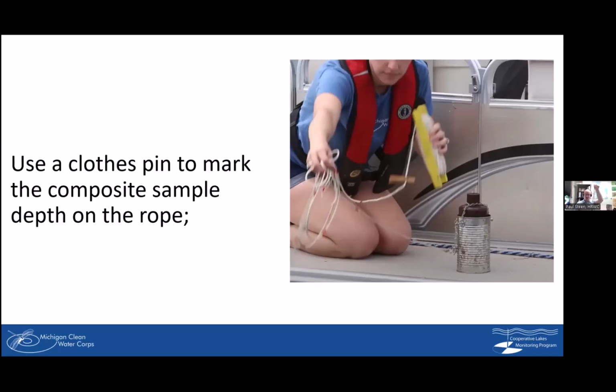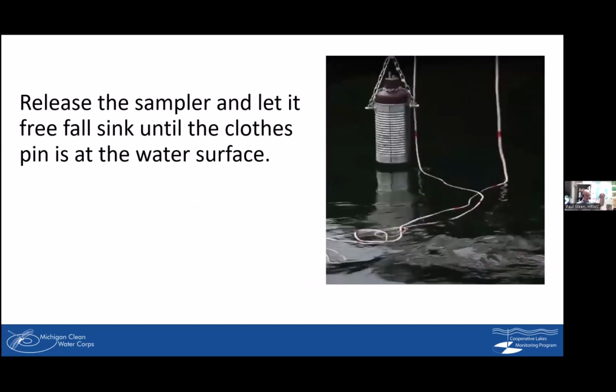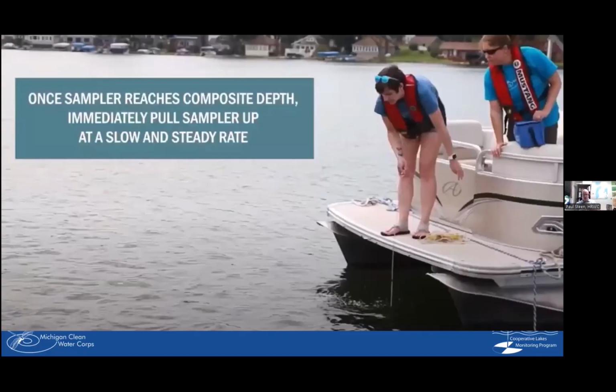What you do with this is put it in the water so that it's ready to go. Then you hold your sampler nicely over the water surface and just drop it. It will fall quickly and pull the rope down with it, of course. You want to stop it when your clothespin is at the water surface, so you know that your sampler is exactly at, in this case, 20 feet down. Just let it free fall. Once the sampler uses up all the slack on your rope and you know it's at the proper depth, you start pulling it up.